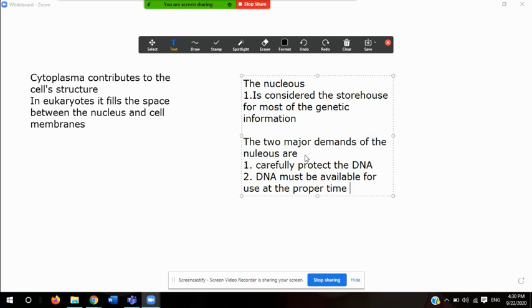Those are the two main demands of the DNA, of the nucleus. There are other traits that we're going to talk about real quick. The first thing is that the special structure of the nucleus helps it meet the demands. Here are some other traits about the nucleus. The nucleus is composed of the cell's DNA enclosed in a double membrane called the nuclear envelope.